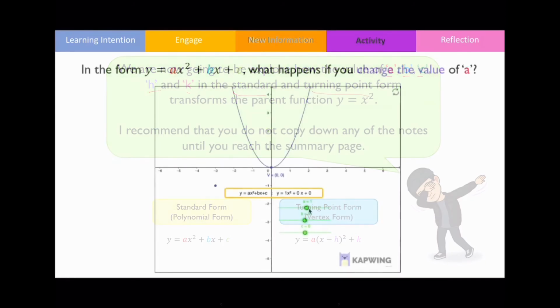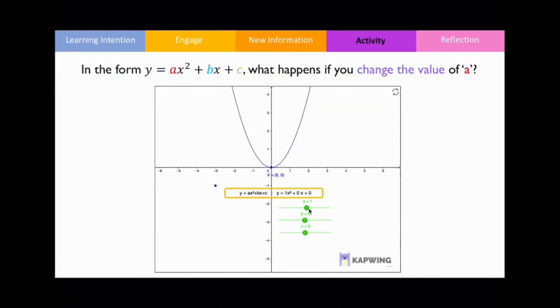Now, to help you understand the three different types of transformations, I'm going to play a video, and I want you to comment: how does adjusting the value of a in the standard form affect the shape, the size of the parabola, or the position of the parabola?